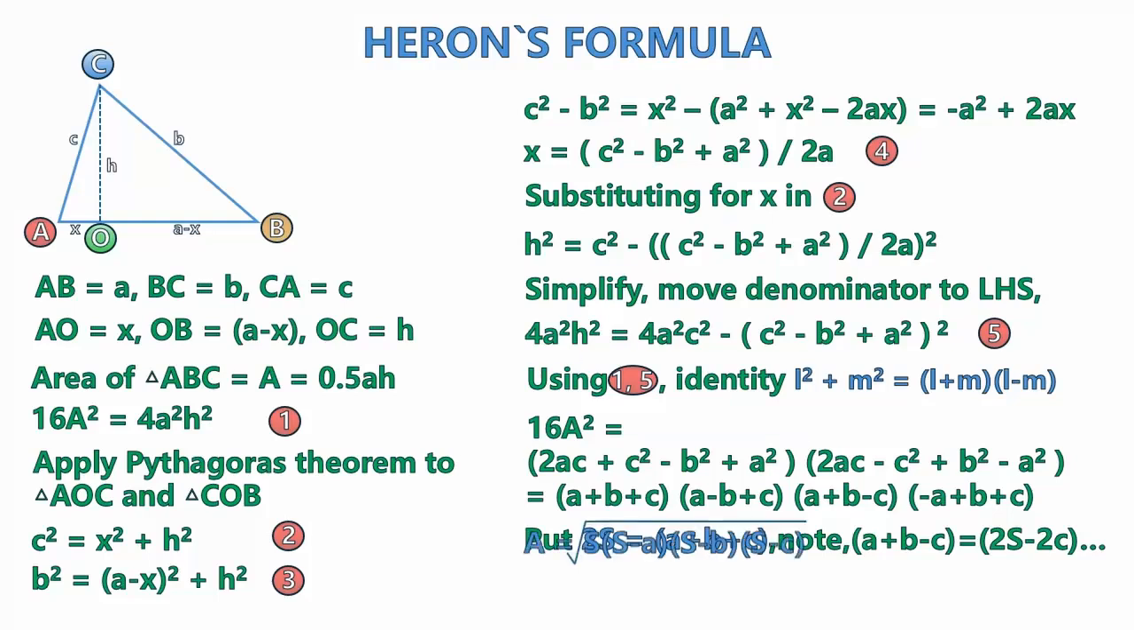Okay, putting all this together and simplifying, we get Heron's formula, which is: area A is the square root of s into s minus a into s minus b into s minus c, where s is nothing but (a plus b plus c) divided by 2. So friends, we have been able to find the area of the triangle based on only a, b and c, the lengths of the sides of the triangle, even though we don't know the height of the triangle.